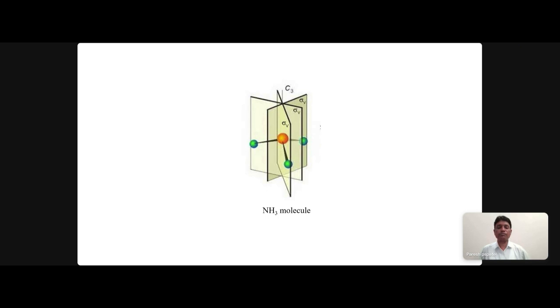Another example of the vertical plane of symmetry is the ammonia molecule. The ammonia molecule consists of three vertical planes. The shape of the ammonia molecule is pyramidal, and all three planes are parallel to the main principal axis. So the ammonia molecule consists of three vertical planes: sigma V1, sigma V2, and sigma V3. If you operate any symmetry operation, the positions of the other hydrogens of the ammonia molecule change.